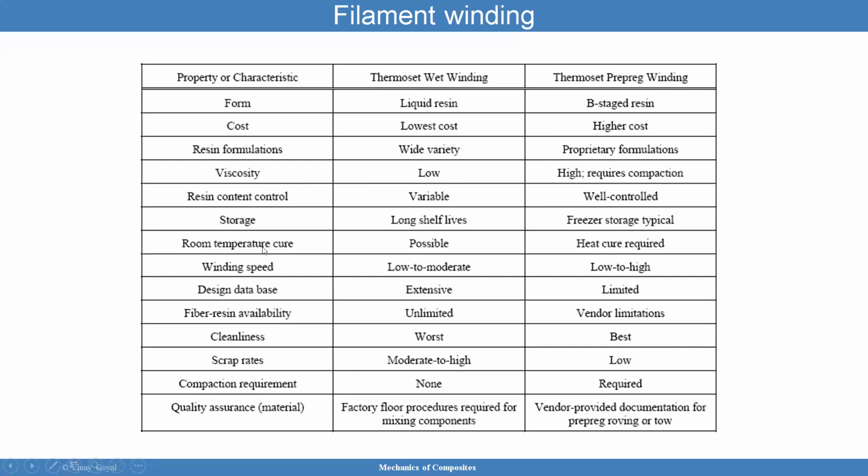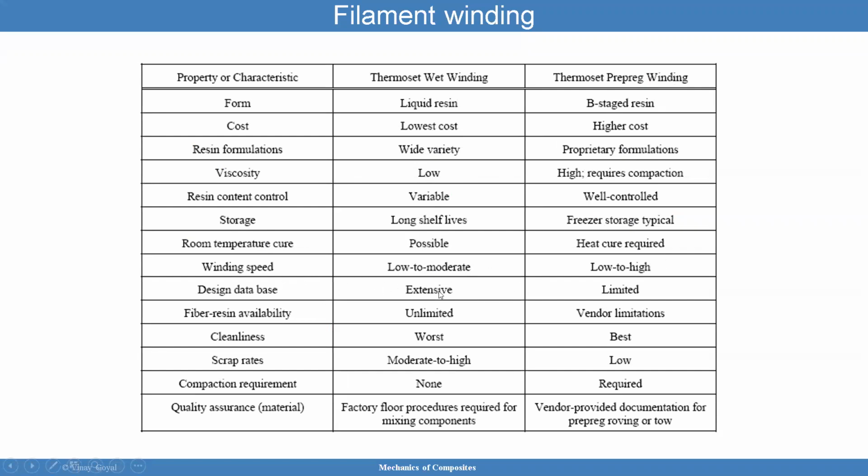You also have room temperature cure, which is possible with wet winding. Room temperature cure, you can do it with this. Heat cure is required here. The storage can be a problem with prepregs. It requires storage in freezing temperatures, while you can have longer shelf lives with filament wet winding. Winding speed can be fairly low to moderate, while here it can go to high.